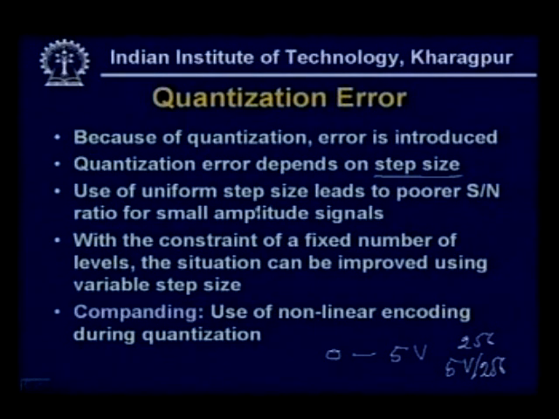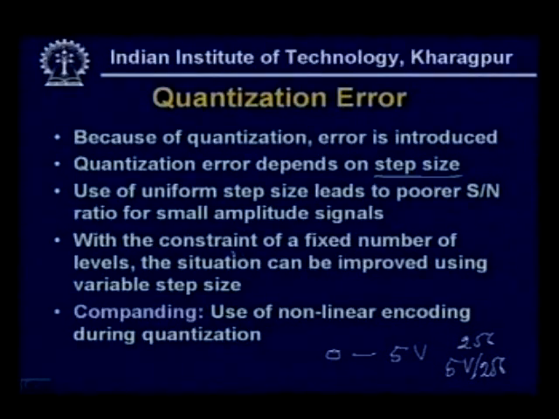And also what we are doing, even when the input signal is of low amplitude or high amplitude, we are encoding by using the same step size. We are not doing conversion in a different way. As a result, with the constraint of a fixed number of levels, the situation can be improved using variable step size. Because of the fixed step size, the signal to noise ratio is more for high level signals. Unfortunately, for small amplitude signals, the signal to noise ratio is poorer.